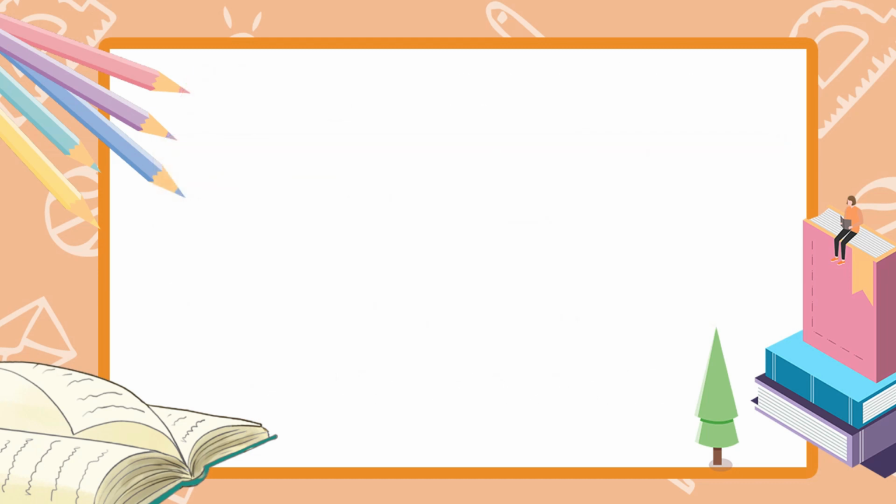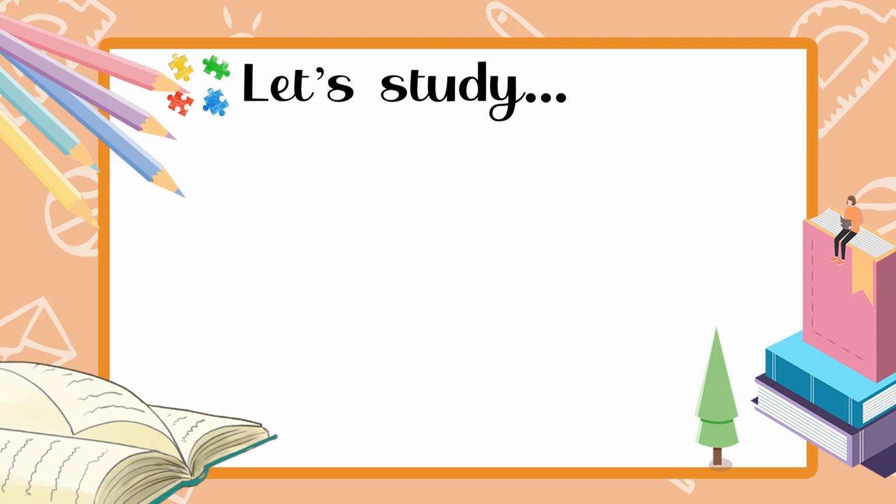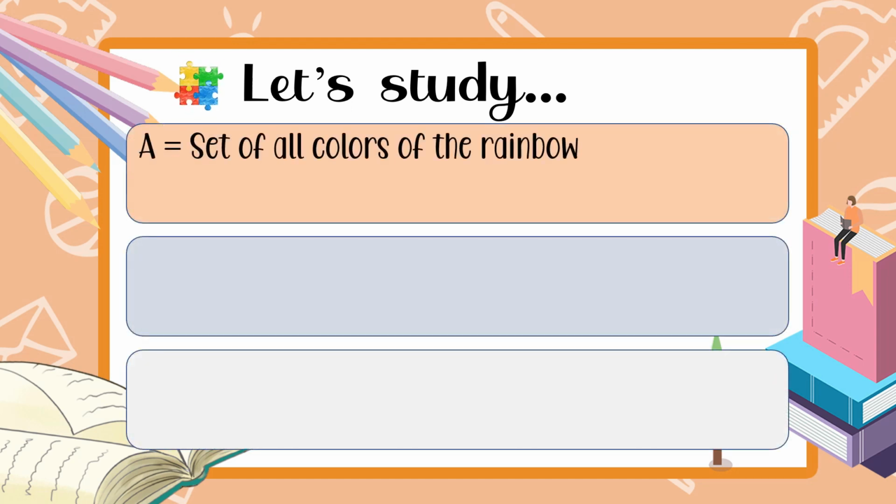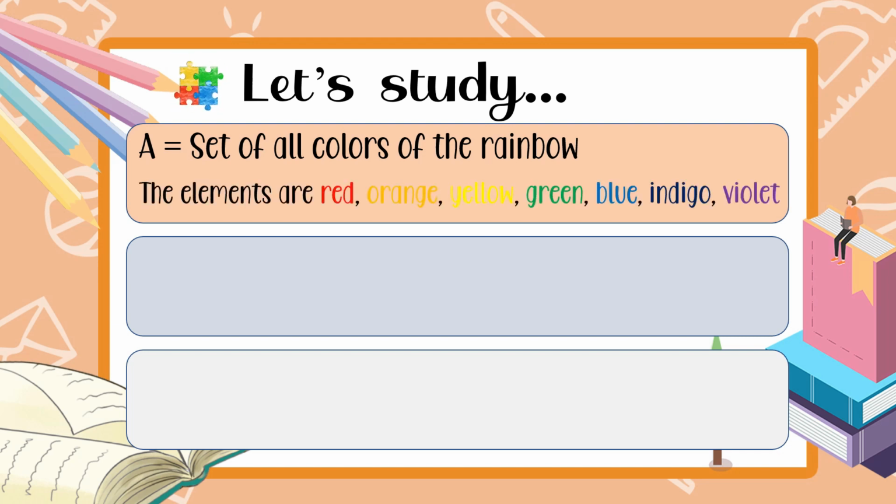Ngayong na-refresh na ang memory ninyo, ready na tayo to jump into our lesson. I have here three sets. The first set is the set A or the set of all colors of the rainbow. So, ano-ano yung mga elements niyan? The elements are red, orange, yellow, green, blue, indigo, and violet.